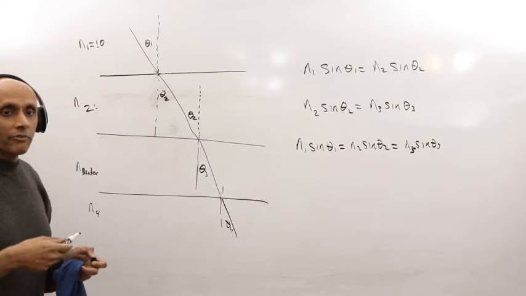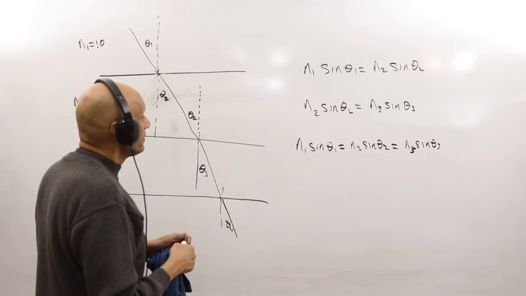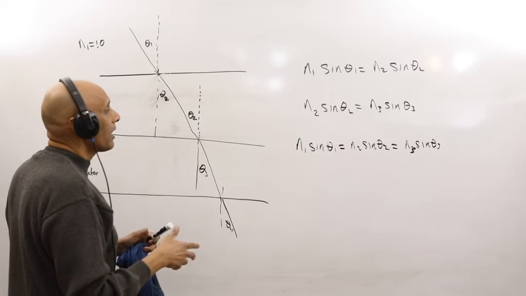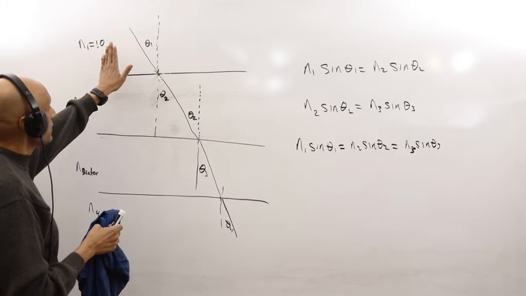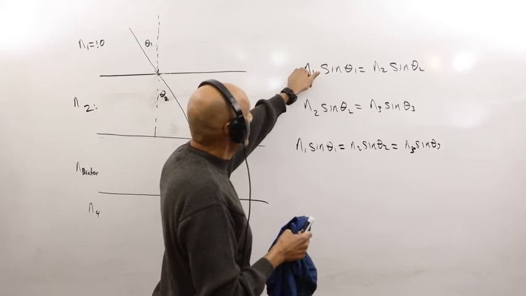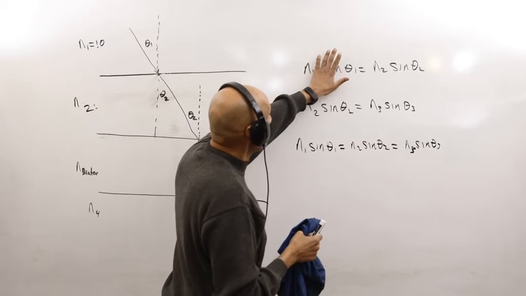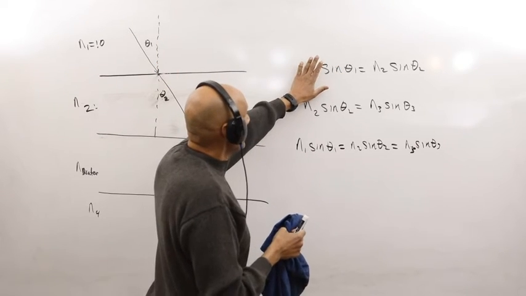So we have a conservation principle coming out from this equation. This equation is leading us into some kind of a conservation principle that says when light rays travel from one material to another, this constant, the index of the material times the sine of the incident angle coming in, is conserved.